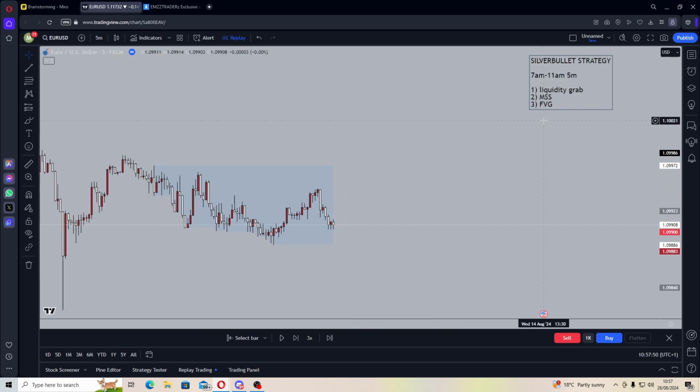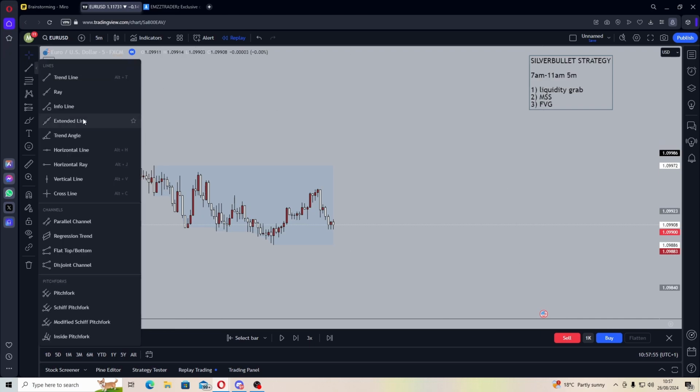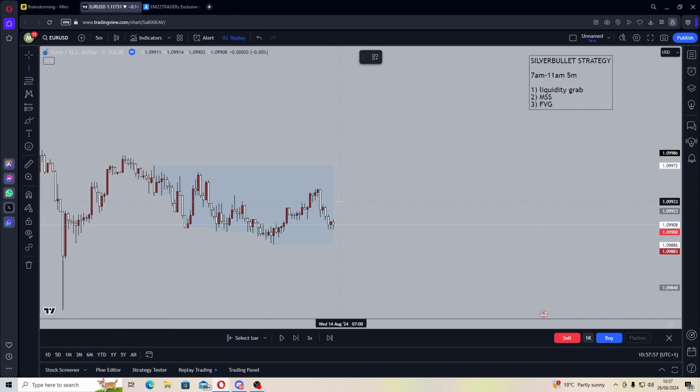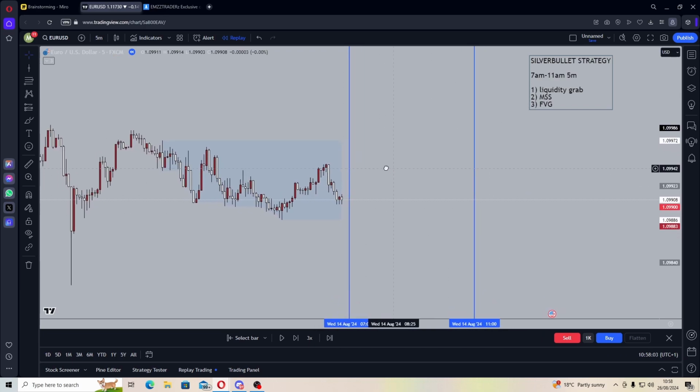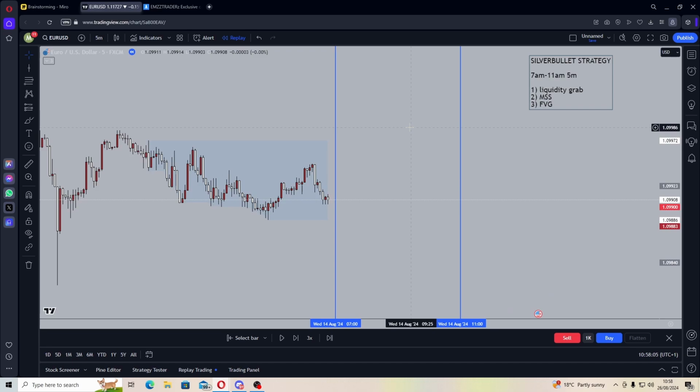First thing you need to do is only trade within the 7 to 11 London kill zone. This is the time frame where we're going to be destroying the market. So if I mark this out from 7 right here until 11, this is where we're going to be taking our entry. Anywhere out of this area, sorry, we're not going to be taking entry.